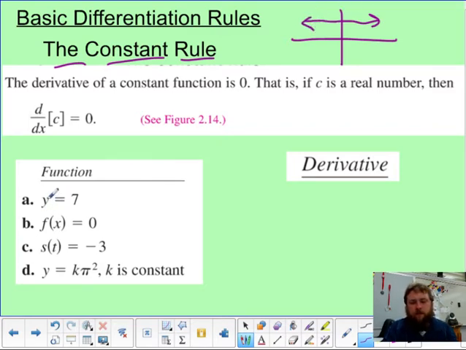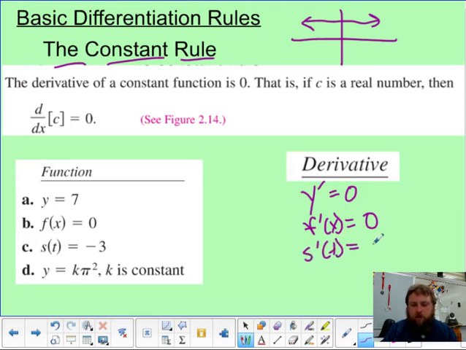So for the function y equals 7, the derivative, y prime, would equal 0. F of x equals 1, your f prime of x will equal 0. S of t equals negative 3, well, s prime of t is going to equal 0. And then y equals k pi squared, where k is some constant. Don't get tricked by a variable. They're all constants, so that means y prime is going to be 0.